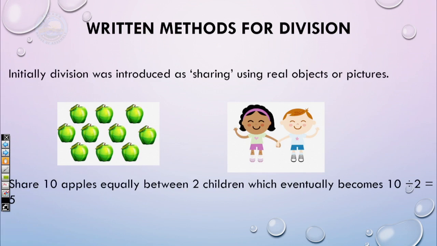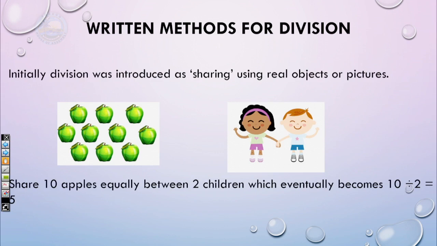Share 10 apples equally between 2 children. So you have 10 apples here. 1, 2, 3, 4, 5, 6, 7, 8, 9, 10. So you're seeing 10 apples. And there are 2 children. So share 10 apples equally between 2 children, which eventually becomes 10 divided by 2 equals 5.